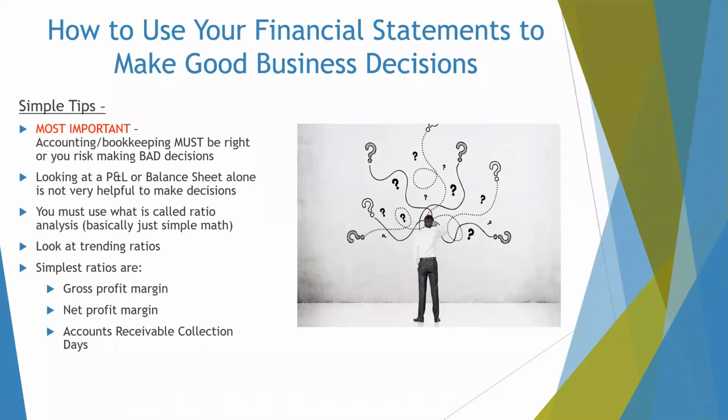We want to look at these ratios over time. And I want to go through 3 simple ratios and how you can use them to make decisions. First one is gross profit margin, second one, net profit margin, and then what's called accounts receivable collection days.